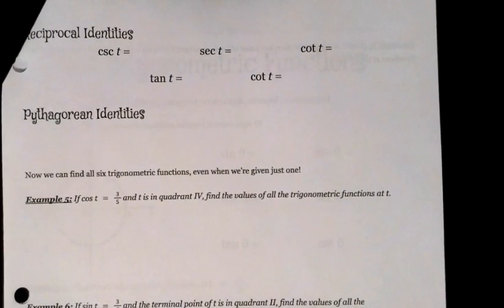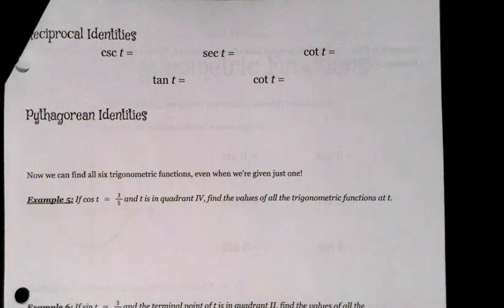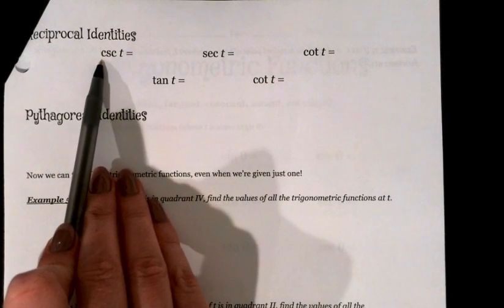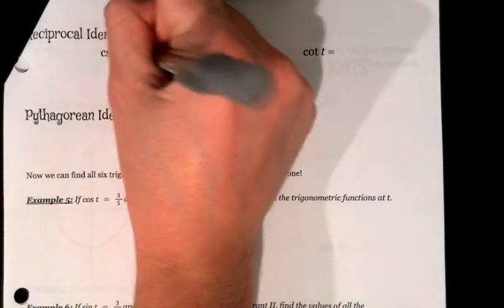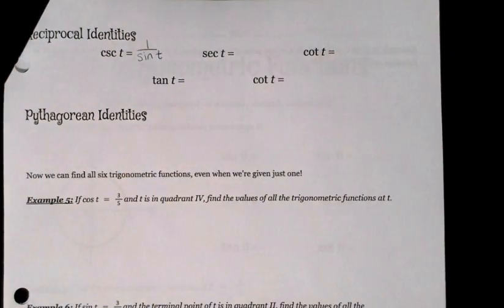On this page, we're going to be looking at different reciprocal identities and Pythagorean identities for some problems that are a little bit more complicated. We're still looking at terminal points and sine, cosine, and tangent, but I could give you a different piece of information and still ask you to find those trig functions. So at the top, this is pronounced cosecant, and we can write this as 1 over sine of t. Those are equivalent.